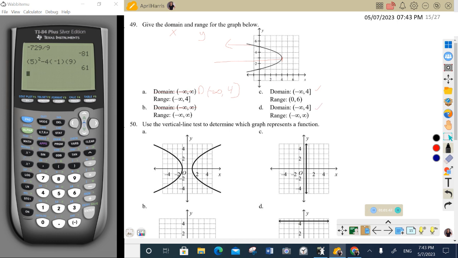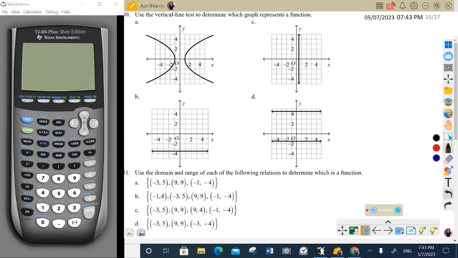Now let's talk range. Range are the y values. So y is up and down. The parabola is going to go down forever. It's going to go up forever, so the range is negative infinity to infinity. Nobody should miss that question.